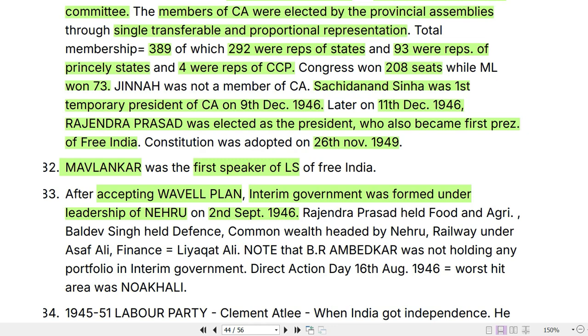Now, this is the interim government, and we are talking about portfolios and not the committees. These were the committees that we read about in the previous paragraph, but there is a difference between committees and the departments. So now we are talking about the departments. The Food and Agricultural Department was put under Rajendra Prasad, and Defense was put under Baldev Singh, and Commonwealth Relations department was headed by Nehru, and Railway was put under Asaf Ali, and Finance was put under Liaquat Ali, and B.R. Ambedkar was not holding any portfolio in the interim government.